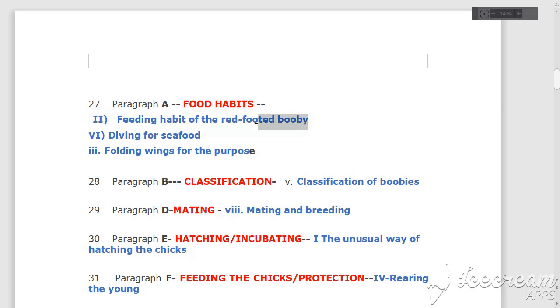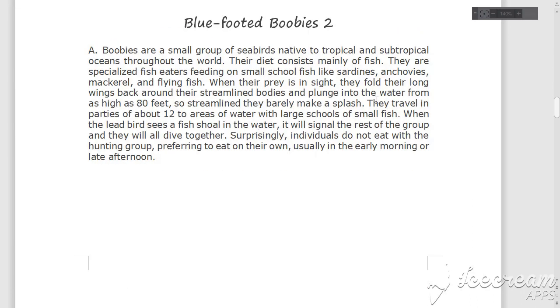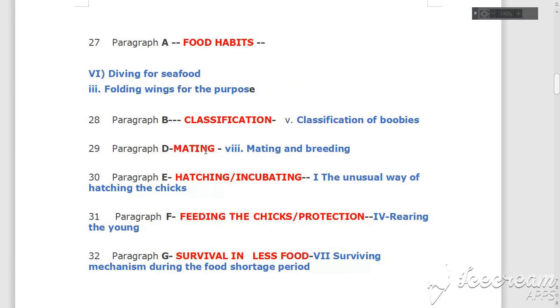The first can't be the answer because it's only for red-footed, whereas the paragraph talks about the blue-footed boobies. So option 2 we delete. Now we are left with two, diving for seafood and folding wings for the purpose. They fold their long wings around their streamlined bodies and plunge into the water from as high, so streamlined they barely make a splash. They travel in parties for areas of water with large populations of fish. The answer can't be folding the wings for the purpose. This cannot be the answer.